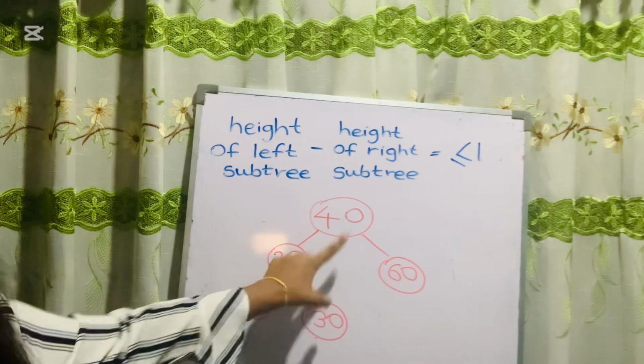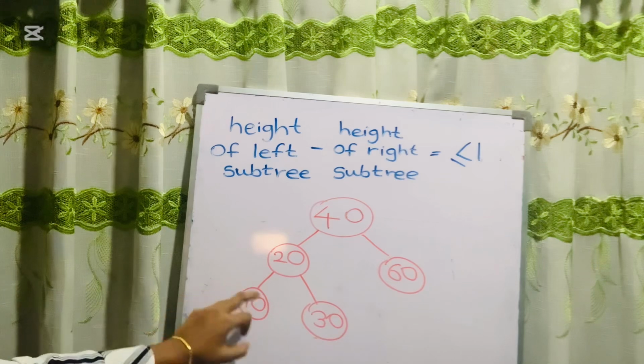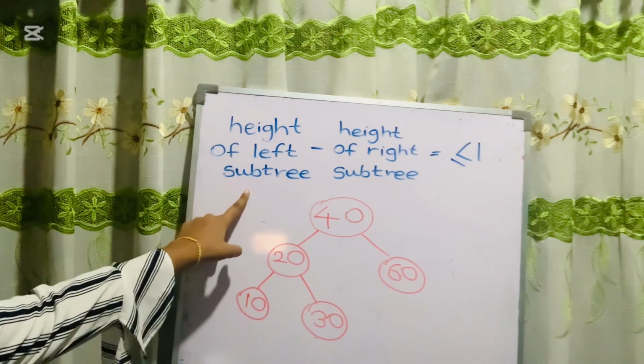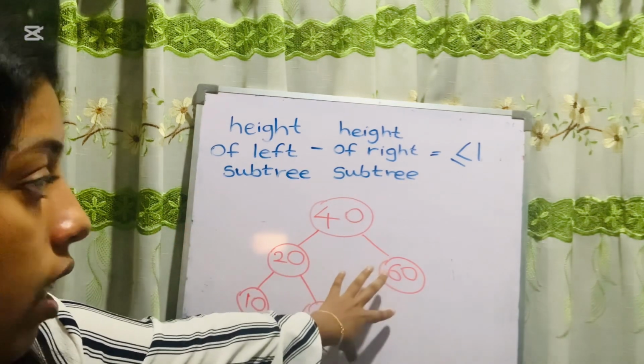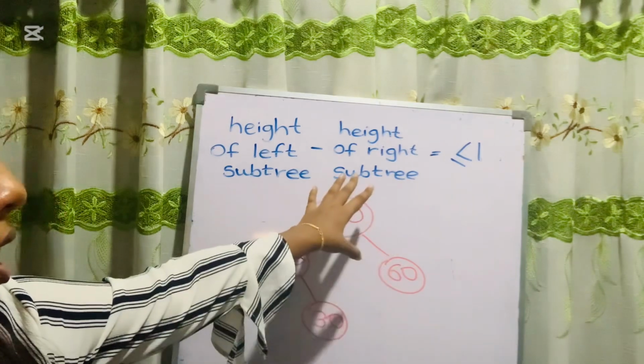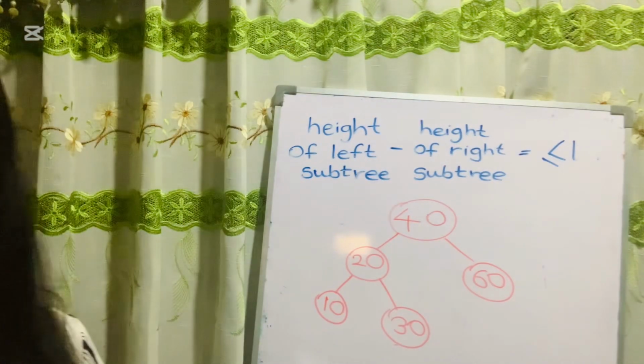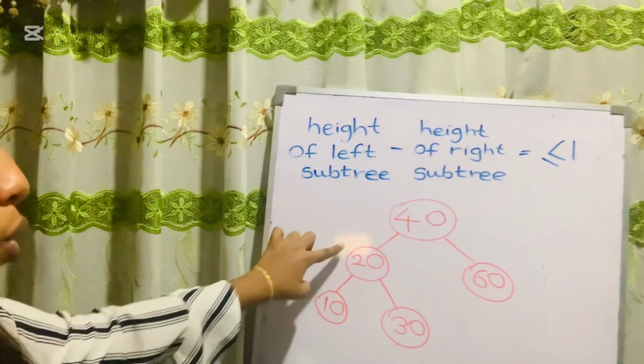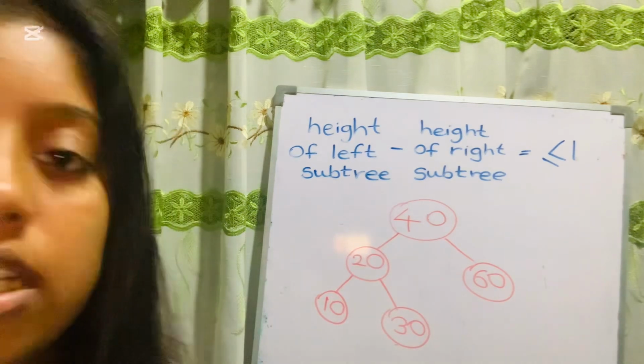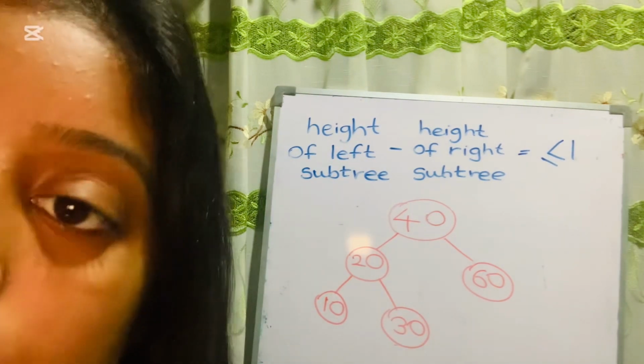40 is a root node, and you can see these three numbers. They are the left subtree, and on this side, the right side, is the right subtree. Left subtree height is 2: 1, 2. Right subtree height is 1. We move on to search the balance factor.